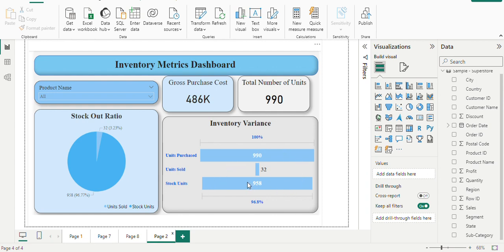This is a funnel chart created on another data set. So we have this dashboard. If you can see, this is a funnel chart, but it doesn't show the funnel shape. Why doesn't it show the funnel shape? Because the units purchased, units sold, and stock units are not following business sense. This organization purchases 9090 units, but they are selling only 32 units. So their stock is still very high, because their business is not performing. The sale is happening at only around 3%.